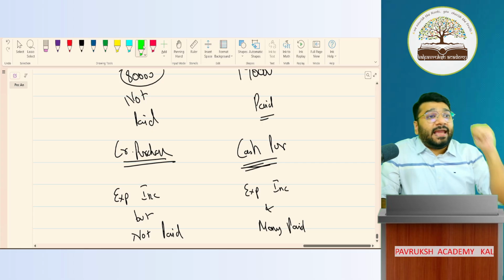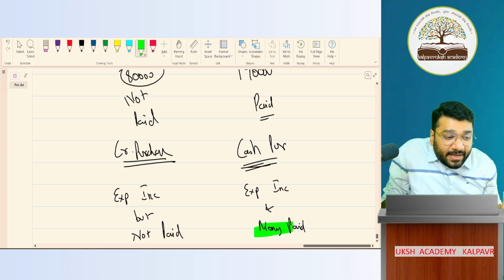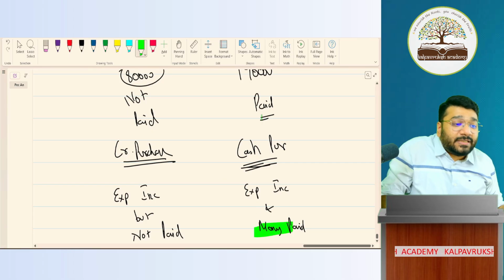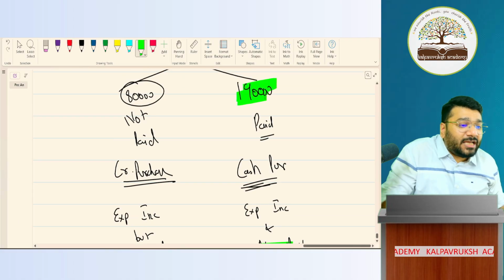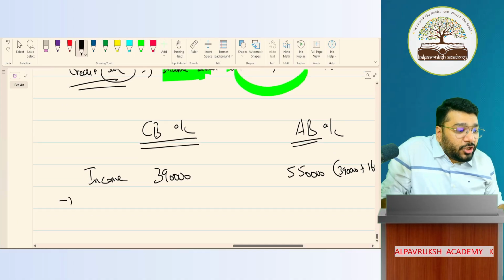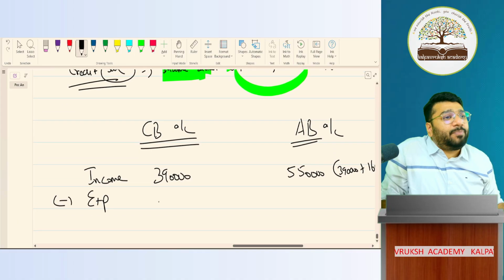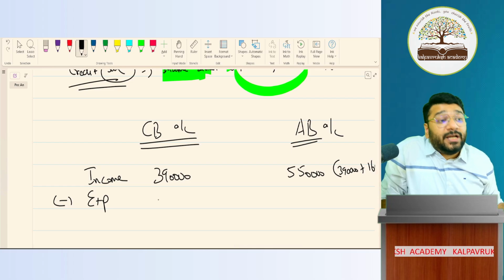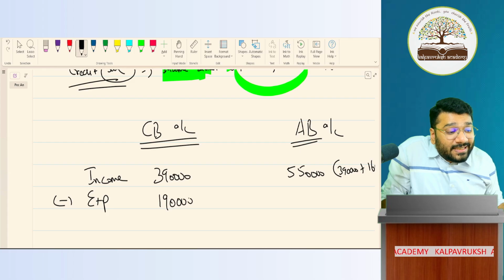Cash basis is saying that record expenses only when it is paid. So as per cash basis, how much is cash paid? 190 is cash paid. So what is my expenditure? 190 is my expenditure. From income, if I minus expenditure, I'll get profit. So how much is expenditure? 190 is cash expenditure.